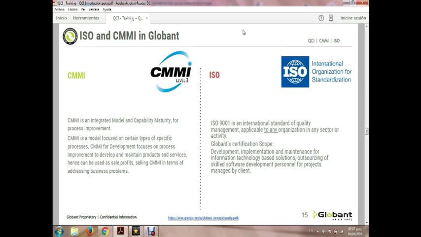ISO means International Standard Organization. ISO is an international standard of quality management applicable to any organization in any sector or activity. Globant certifies this standard in a multi-site scheme. The auditors go to different locations and verify our processes. As you can see, ISO and CMMI say what to do. ISO is more generic than CMMI, which is more specific for software development.